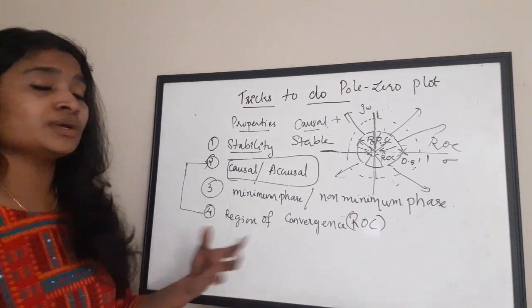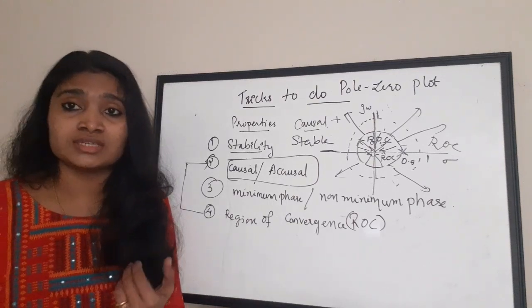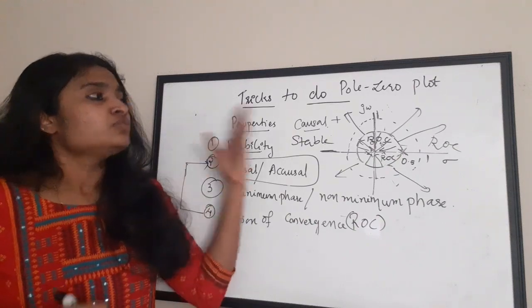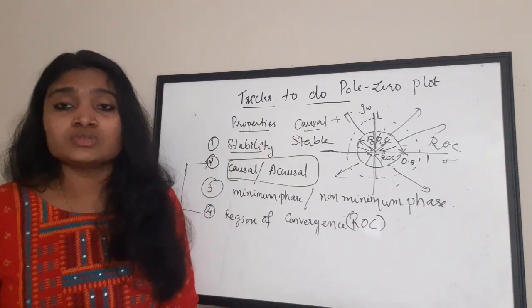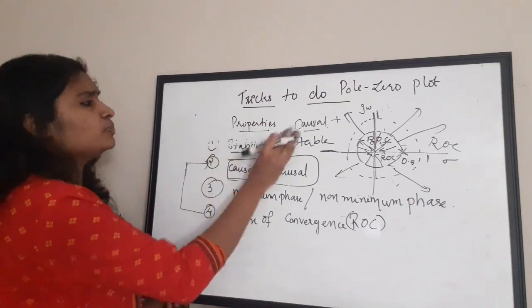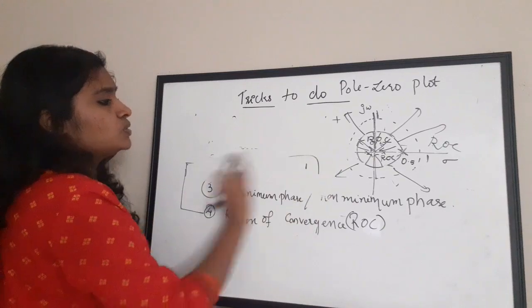Now I think you are able to figure out whether the system is causal, stable, whether it has minimum phase or non-minimum phase from the pole zero plot given in the question paper. So these are the very basic things you should know. Now let us try to do a small problem, plotting a pole zero plot.